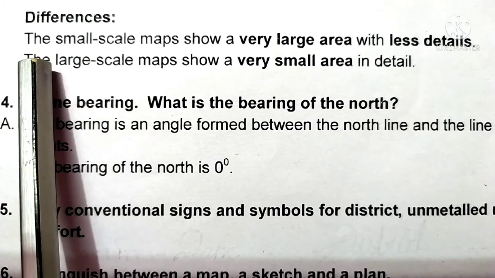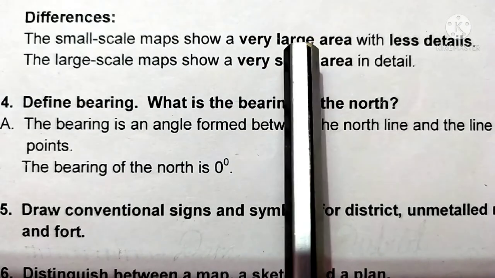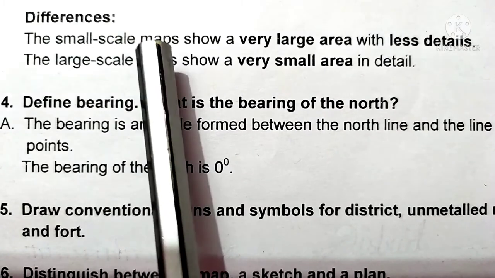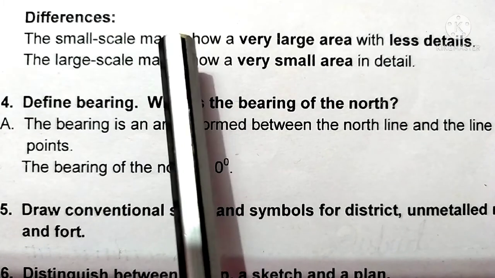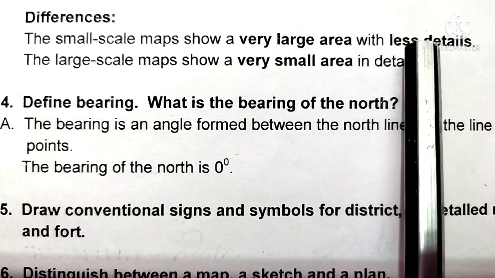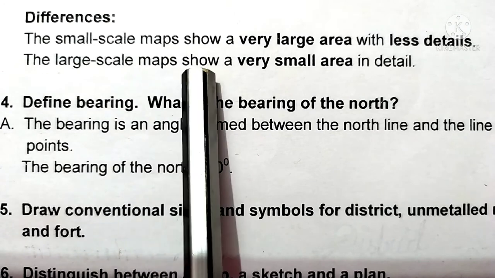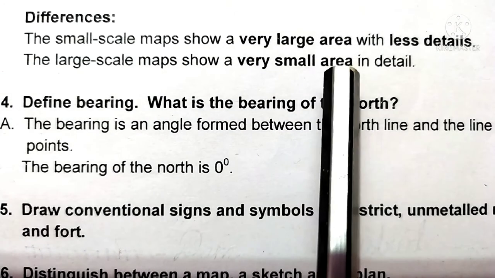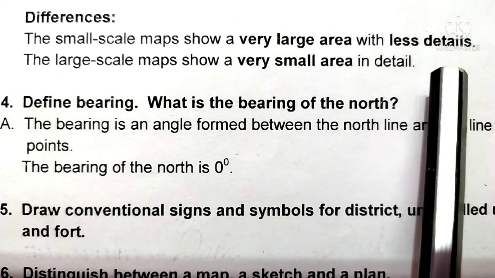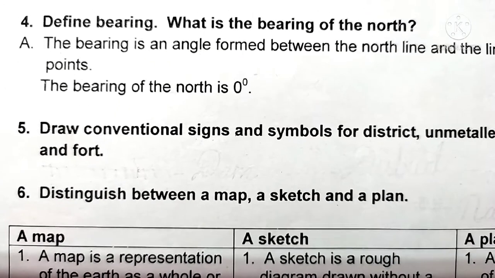Differences. The small scale maps show a very large area with less details. Actually, small scale maps cover a very large area with less details. The large scale maps show a very small area in detail with detailed description. These are the 2 differences. Next question, 4th one.